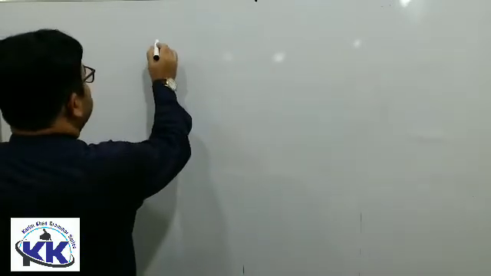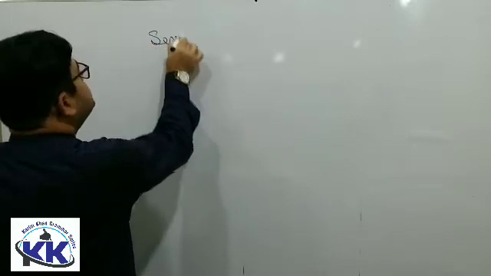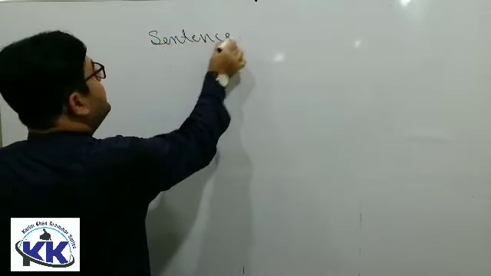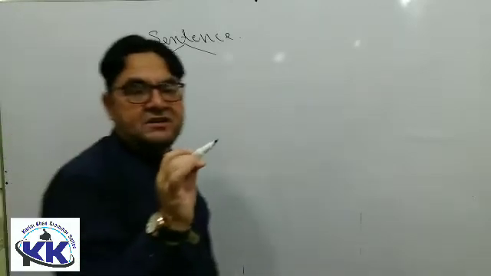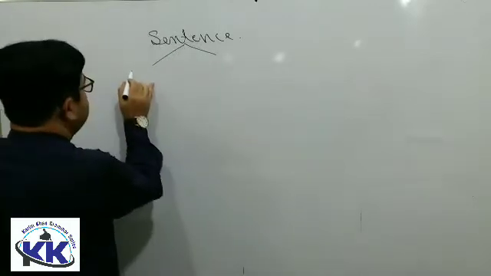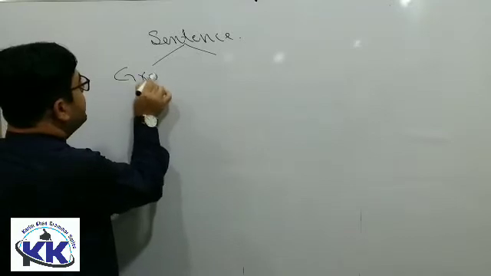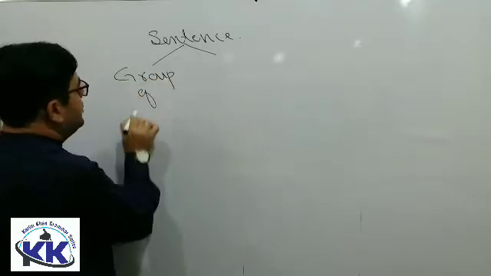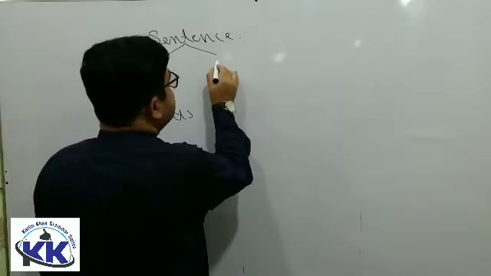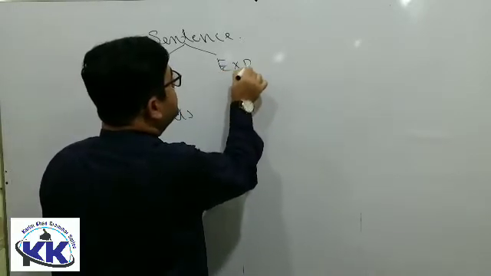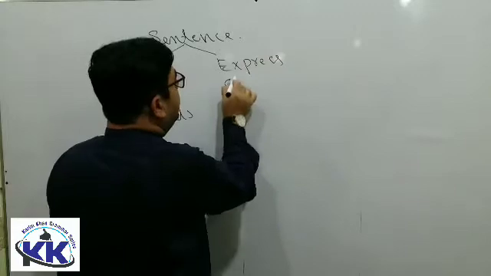Let's get started, class. First, we should define what is a sentence. A very short definition. A sentence has two basic characteristics. Clear? The first, it is a group of words. And the next, it expresses clear meaning.